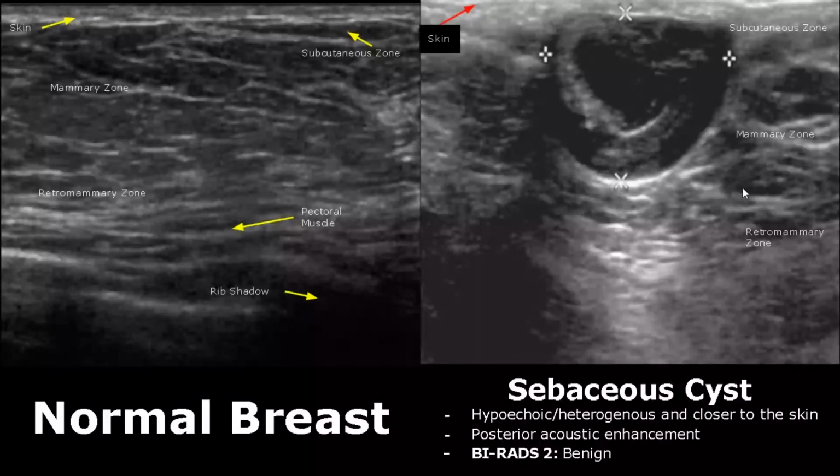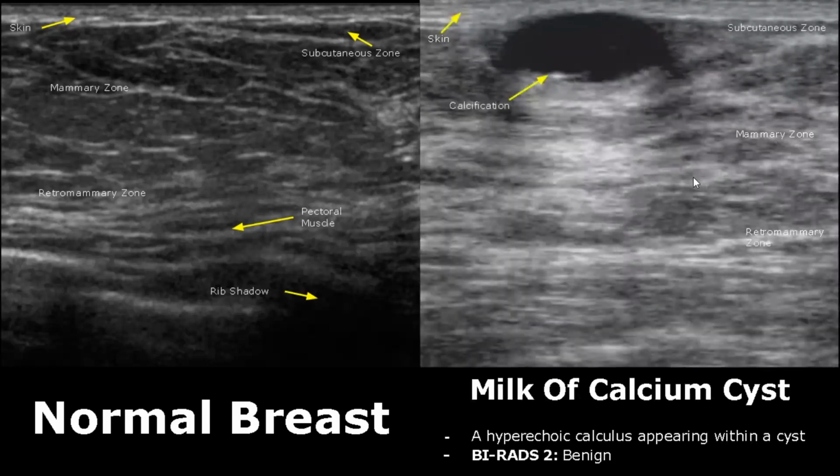A sebaceous cyst is a complex cyst which is present closer to the skin. Here you can see it is present just below the skin, and it is even involving the skin. So this superficial location can help us in diagnosing sebaceous cyst. It is classified as BI-RADS 2.